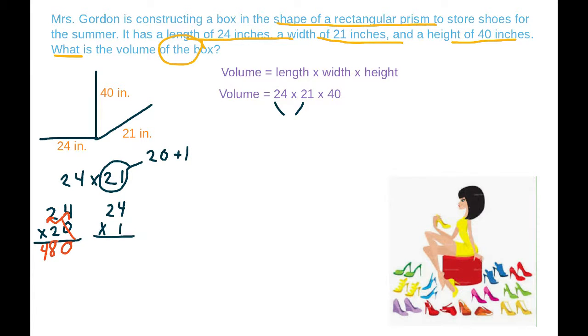Now I'm going to multiply 24 times 1. I'm going to multiply my 1 by all the numbers at the top. So I know 4 times 1 is 4, and then 2 times 1 is 2. 480 and 24, those are my partial products. So in order to get my answer, I'm going to have to take these two numbers and add them together to get my actual product. So I'm going to do 480 plus 24.